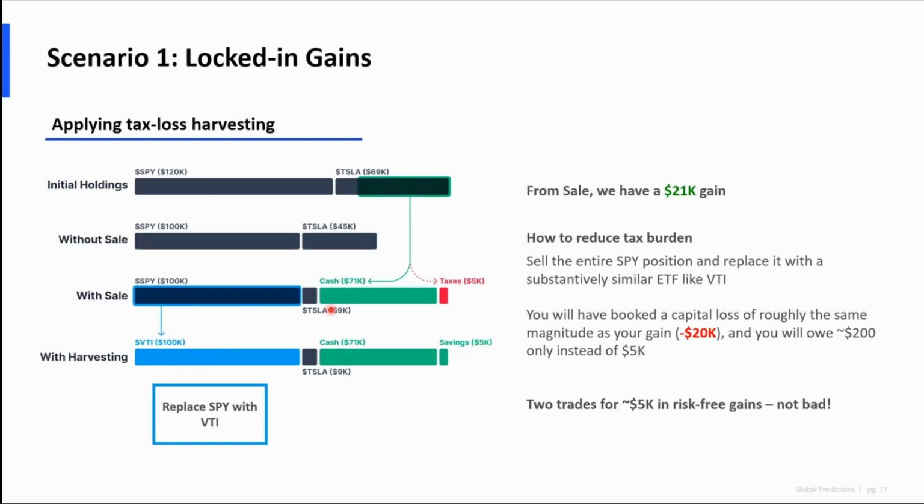So what harvesting is, it's taking that situation you're left with and basically selling this SPY security for something that is substantively similar, like, for instance, VTI, which is another ETF that is basically the same exposure. The idea is that even if you're a little bit less happy with VTI, which you probably shouldn't be because they look almost exactly the same, you'll have locked in this $5,000 gain. And in investing, there's usually nothing that is quite that good as the free $5,000.